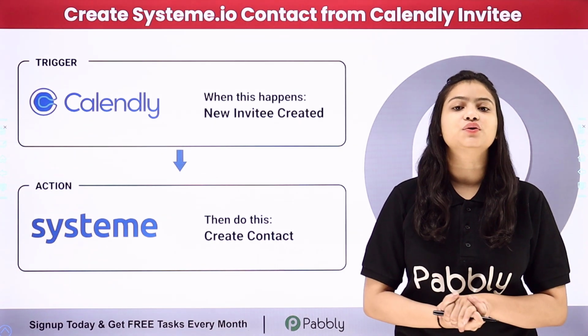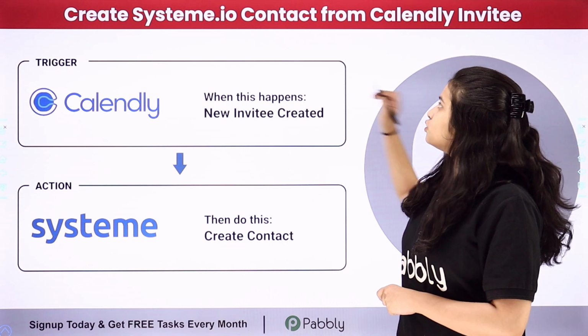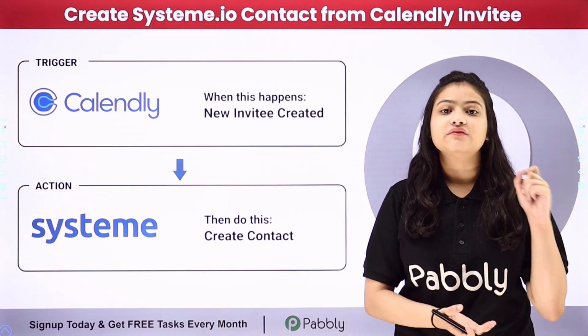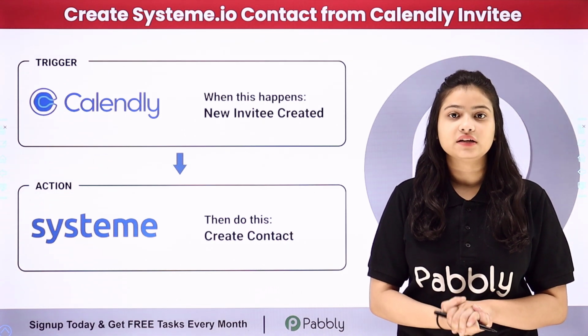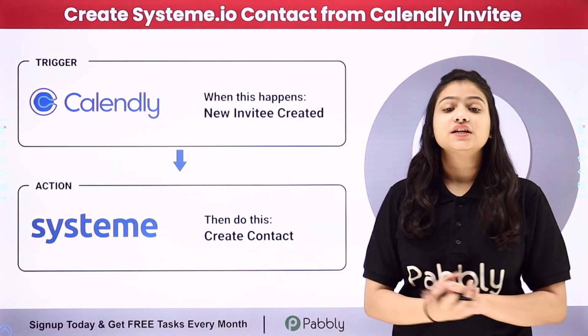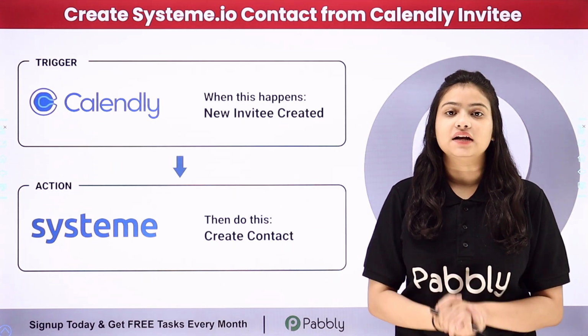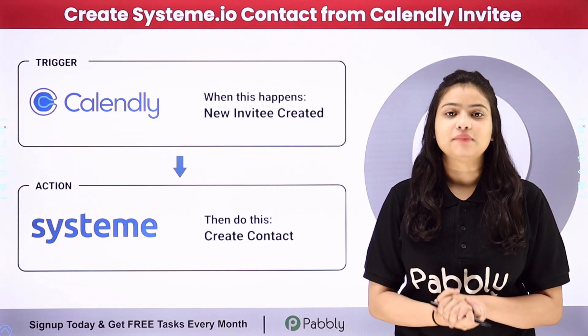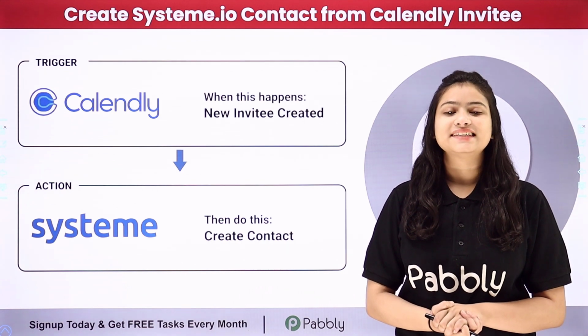In this video, we are going to learn how to create a system.io contact from a Calendly invitee. So here my objective is that whenever a new invitee is created in a particular event of Calendly, then automatically that same invitee should be added as a contact in system.io, which is an amazing all-in-one marketing platform. So how are we going to automate this entire process?